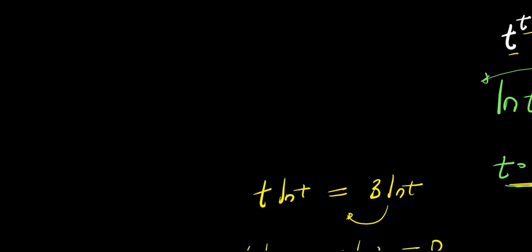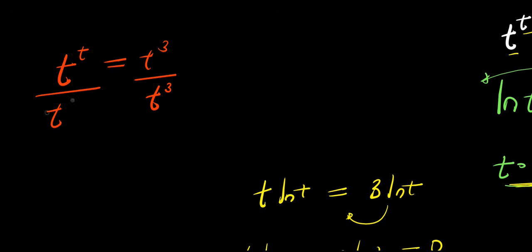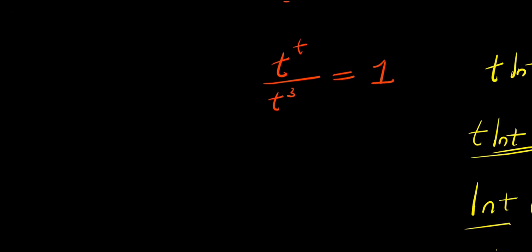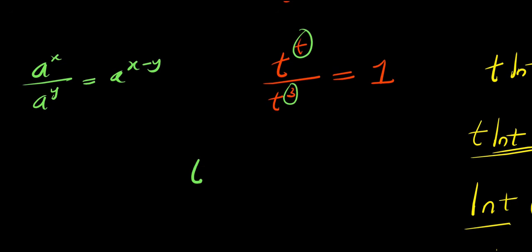Now let's consider this method again. You have t power 3 equals t power t. I can divide this by t power 3, divide this by t power 3. Let's cancel this. I have t power t divided by t power 3 equals 1. Now, if you have a power x divided by a power y, this equals a power x minus y. So this is t power t minus 3 equals 1.